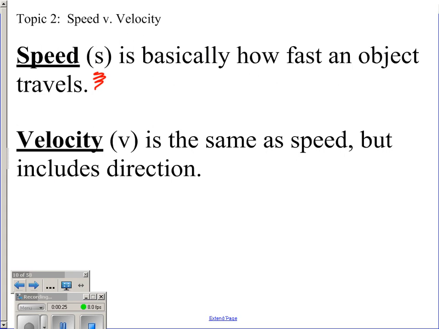All right, velocity is almost the exact same thing. It tells you the speed, it tells you how fast you're going, but also includes the direction that you're going. Okay? The symbol we're going to use for velocity would be a V.